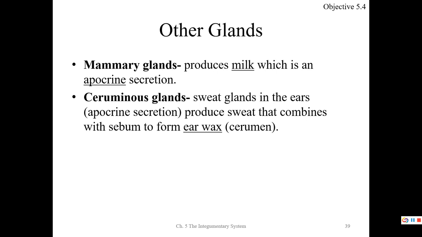Mammary glands, they produce milk, which is an apocrine secretion. And the ceruminous glands are sweat glands in the ears that produce a sweat that combines with sebum to form your earwax, called cerumen.